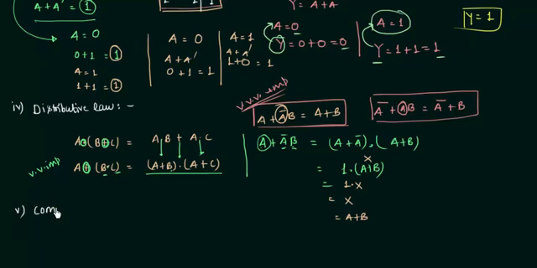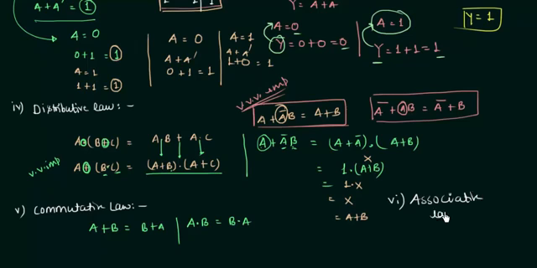The commutative law: Boolean algebra does follow the commutative law. If I have A or B, then it can be written as B or A. There is no difference in these 2 things. And in the same way, if I have A and B, then it is equal to B and A. This is a simple commutative law. And the sixth one is associative law.